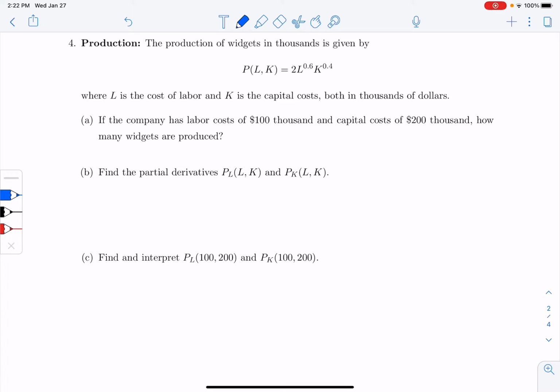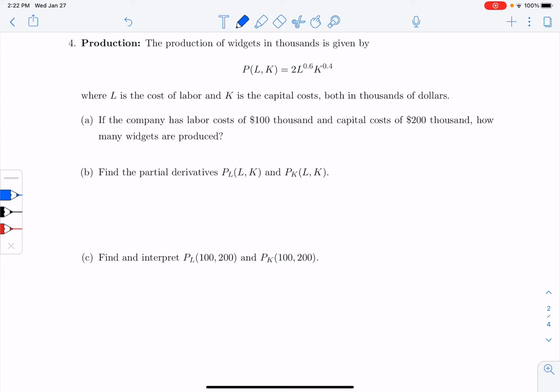I would like to do a couple examples where I emphasize the interpretation of the partial derivative. So we'll start with a production function. The production of widgets in thousands will be given by P of L, K, which is equal to 2 times L to the 0.6, K to the 0.4. L is going to be the cost of labor, and K is the capital costs, both of which are going to be given in thousands of dollars.